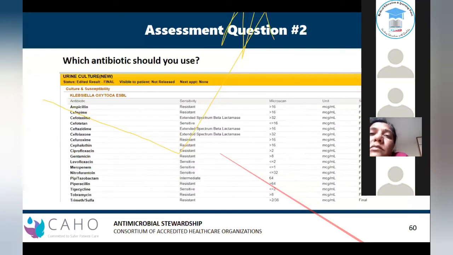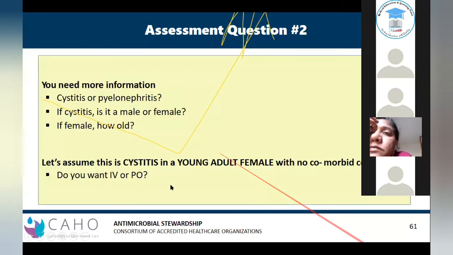If we take another example, Klebsiella isolated from urine culture, which is ESBL producing but sensitive to cefotetan, sensitive to meropenem, sensitive to levofloxacin but resistant to ciprofloxacin, sensitive to nitrofurantoin and sensitive to tigecycline. It is a urinary tract infection.